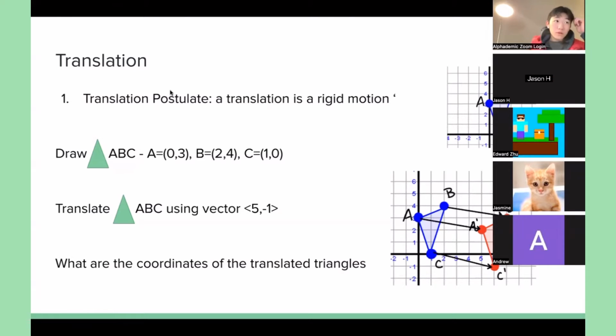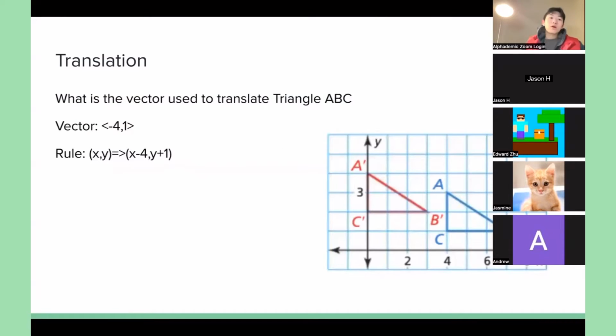All right. So the coordinates of the translated triangle would be A prime (5, 2), B prime (7, 3), and C prime (6, -1). All right. Does anyone have any questions on translation so far, like what vectors are, anything like that? All right, I do not see any questions.